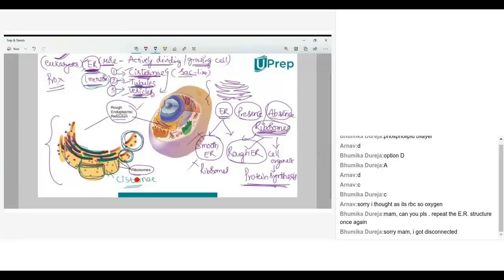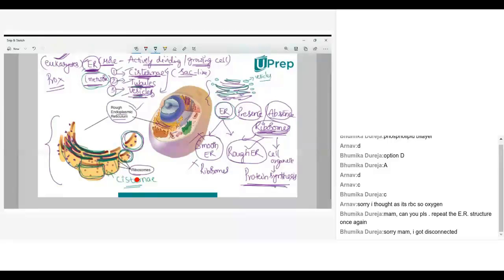Now, if you draw this rough diagram of endoplasmic reticulum, these are the tubules which connect the cisternae. Individual cisternae are connected with tubules. And vesicles will be separate like this, not in the cisternae and tubule network. This could be vesicles. So these are the three parts of endoplasmic reticulum.